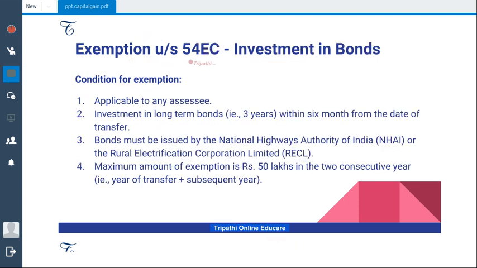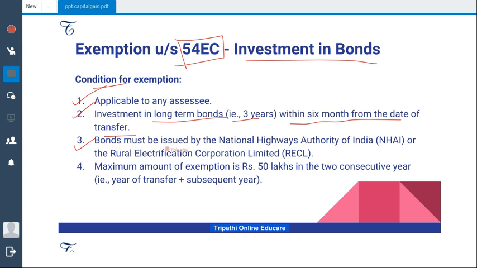There is one more exemption under section 54EC. You will get exemption if you invest in bonds. Instead of investing in a house, you can invest in bonds also. Still you will get exemption. What is the condition? First, it is applicable to all SSC. Second, investment in a long-term bond, that is more than 3 years. The holding period of this bond should be more than 3 years. And you will have to invest this in the bond within 6 months from the date of transfer.